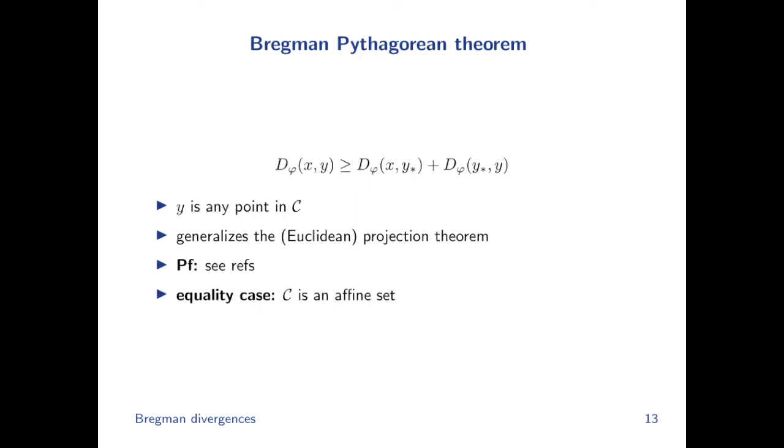Okay, so you can also cook up a Bregman Pythagorean theorem, except here it's not an equality, it's an inequality. The proof of this is given to you in the references, but the key difference again is that this is an inequality. But if you were to pick the base function to be 1/2 x transpose x, then this does become an equality, and you just recover the usual Euclidean Pythagorean theorem.